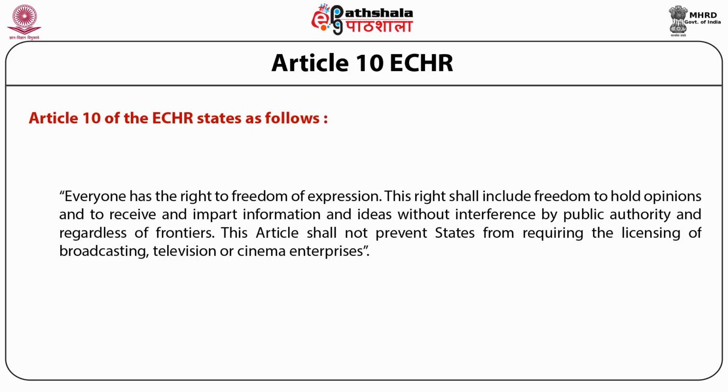This article shall not prevent states from requiring the licensing of broadcasting, television or cinema enterprises. So Article 10 of the ECHR departs, well, departure would probably be a strong word, but moves away slightly from the ICCPR and in fact imposes a stricter requirement and says that you cannot have interference by a public authority when it comes to the dissemination of information. Now, Article 10 also explicitly states that licensing of broadcasting, television, or cinema enterprises does not constitute interference.